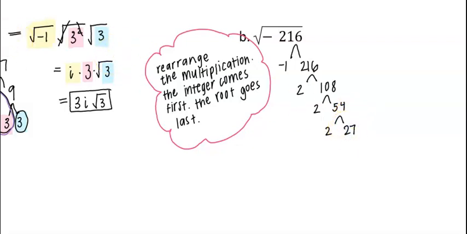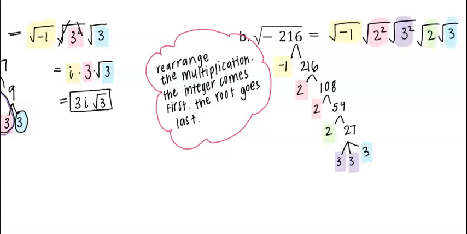Now, you might remember from before, 27 broke down into 3 times 3 times 3. So I'm going to go ahead and make those 27 into 3 branches, 3 times 3 times 3. Now I look for factor pairs. I see a pair of 2s. I see a pair of 3s. And then I have my leftover -1, a leftover 2, and a leftover 3.